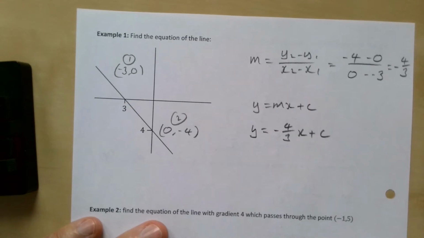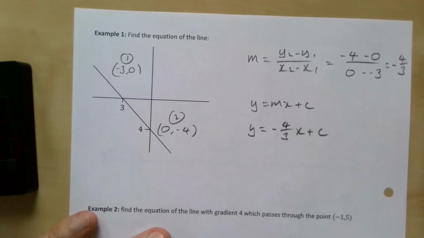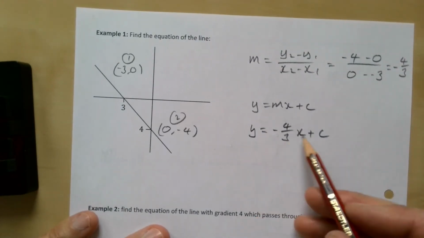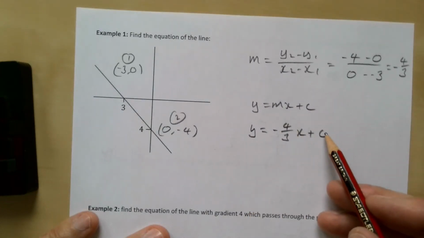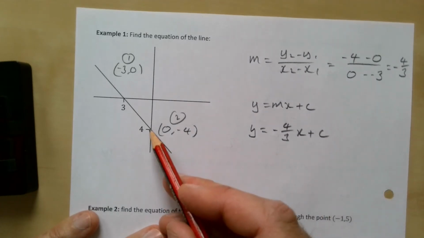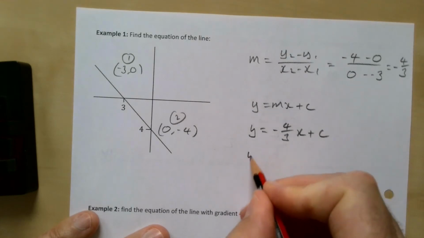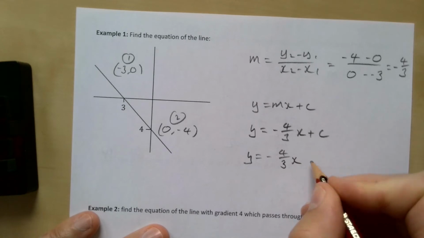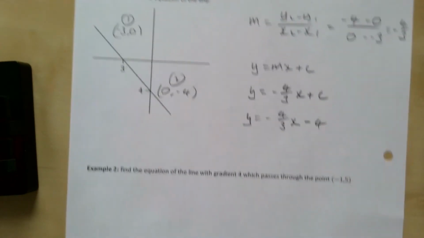Now normally, if you know a point on the line, for example say we knew it went through the point (-6, 12), I'm picking that at random, you would put in -6 for x and 12 for y and then work out your c. But in this particular special case, we know the y-intercept, we know it crosses at -4, so we can just sub in -4 there. So y = -4/3 x - 4. And that's us done for that one.